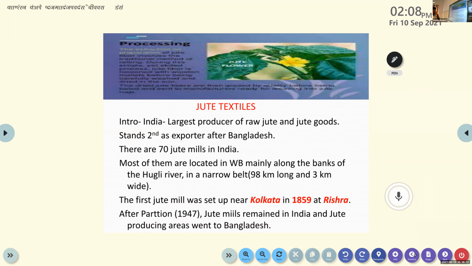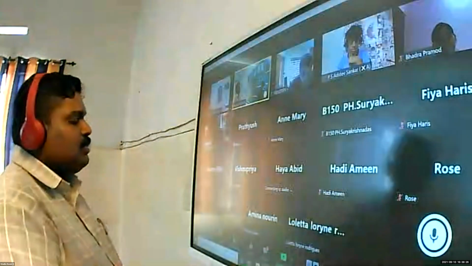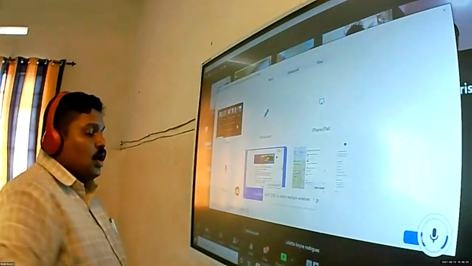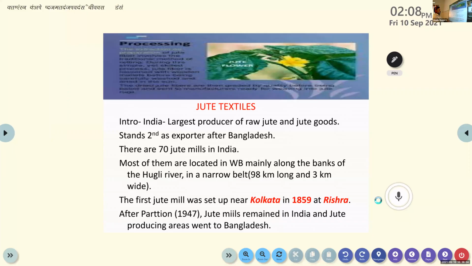Our country is the largest producer of raw jute, and jute goods stand second as an exporter after Bangladesh. So Bangladesh and India are basically the two countries producing the jute products, raw jute and the diverse products made with jute. There are nearly 70 jute mills in India.